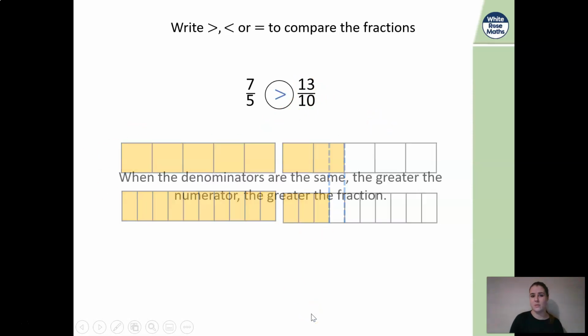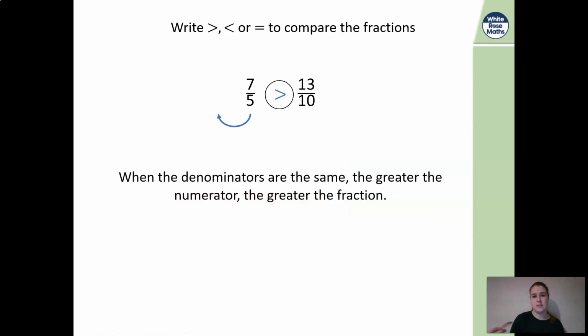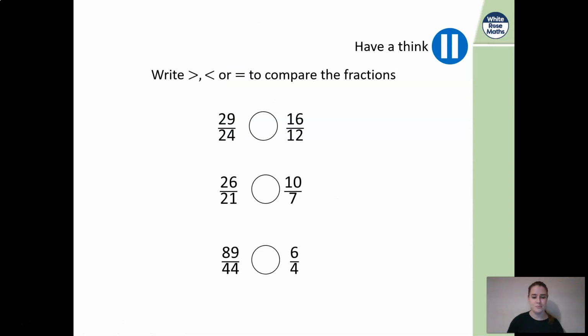Now, if you did it a different way, you might have thought, let's convert the fraction. So to get from 5 to 10, we'd have multiplied it by 2. So you do the same to the numerator. That would have given us 14 over 10. And there we can see that 14 over 10 is bigger than 13 over 10. So if you use the multiplication facts on there, not a problem.